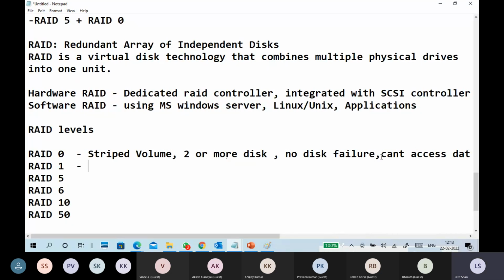Okay, it is the opposite, like a reverse side I am telling. What is RAID 1? Name of RAID 1? Mirror volume. Very good. How many disks do we use? Two disks. Okay, two disks we use. How many disks can fail?